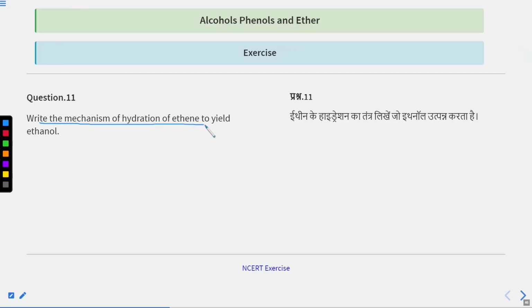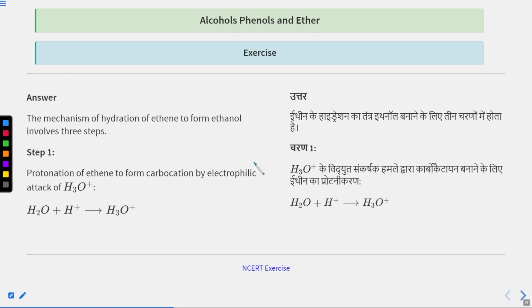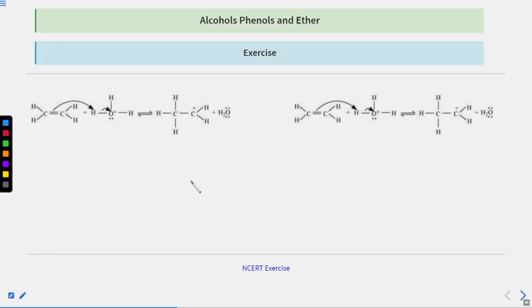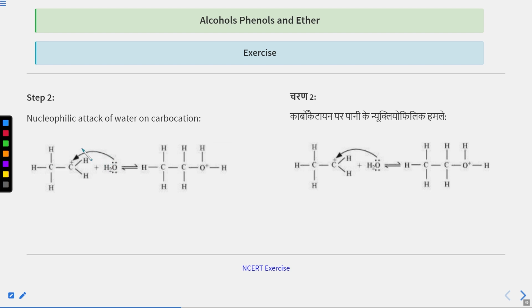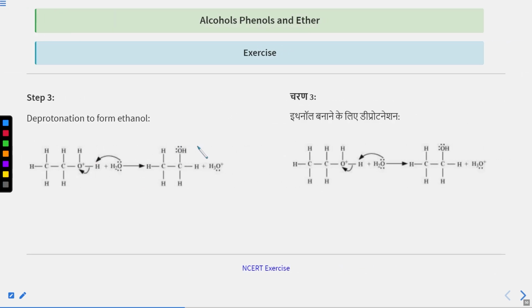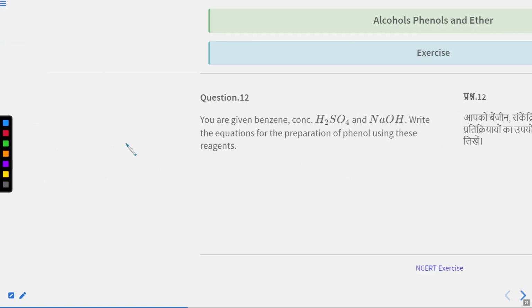This is a special type of reaction. Write the mechanism of hydration of ethene to ethanol. Simple. First of all, protonation of H2O will happen and H3O plus will be formed. This H plus will be added to the alkene, and then H2O will attack, and this will result in this kind of structure. At last, H plus will be abstracted back, because it is just catalyzing the reaction.